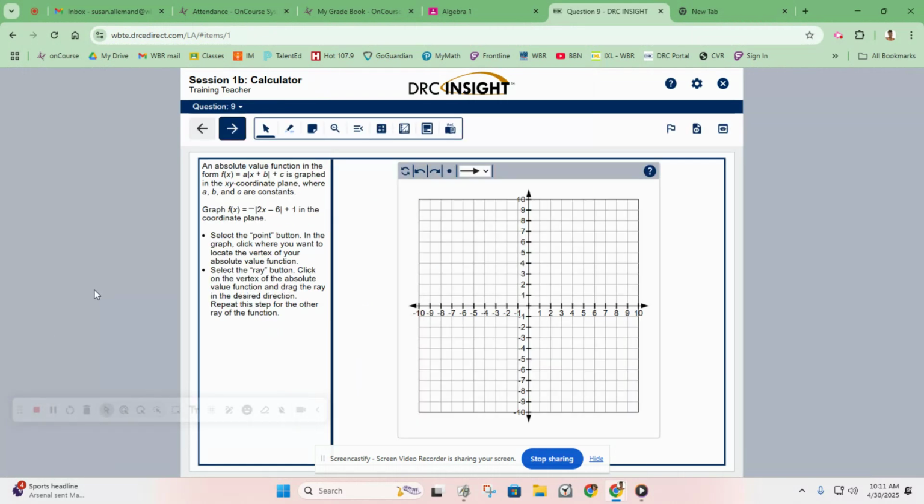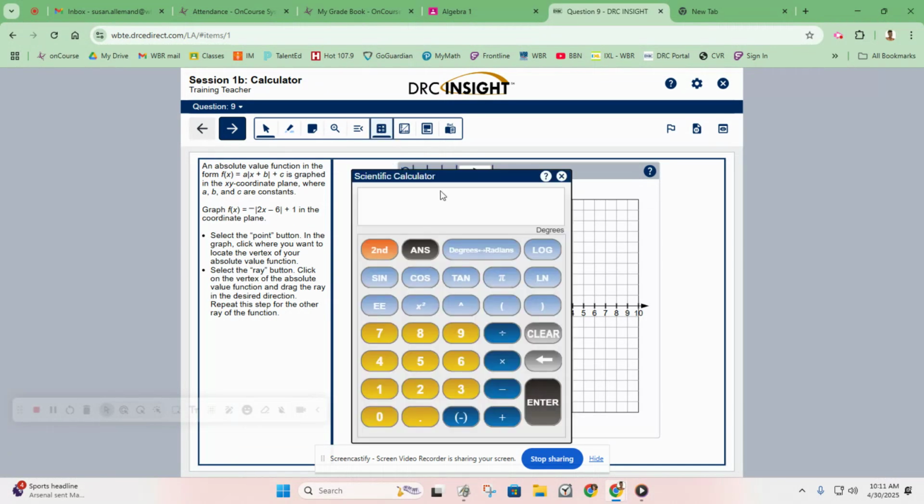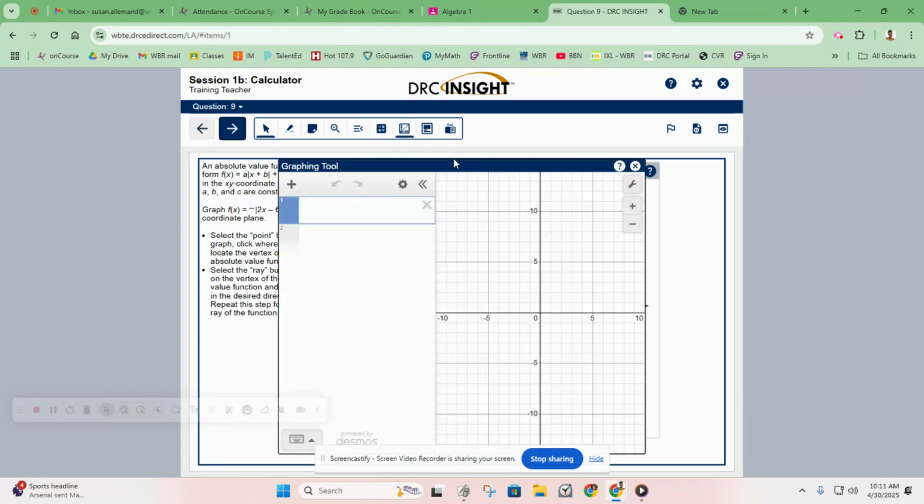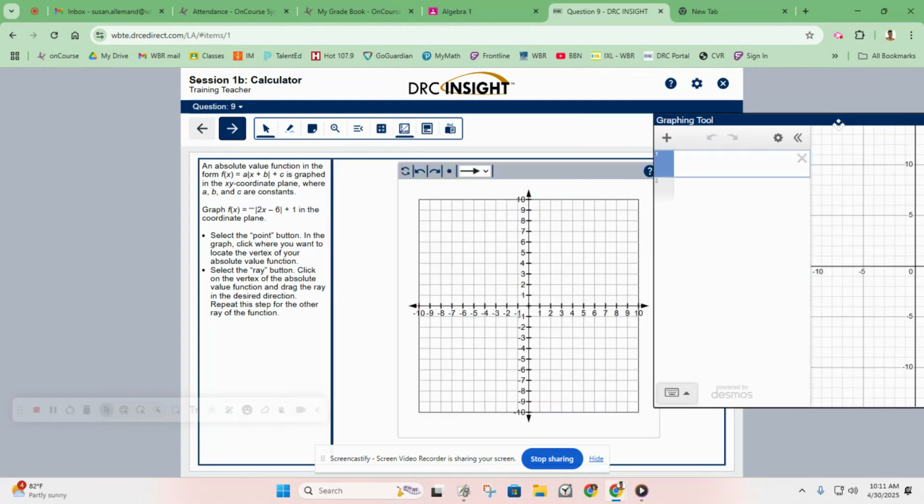Okay, so now that we're in the calculator session, we have a couple extra buttons. We have this button, which is the scientific calculator, and this button here, which is our graphing calculator, Desmos.